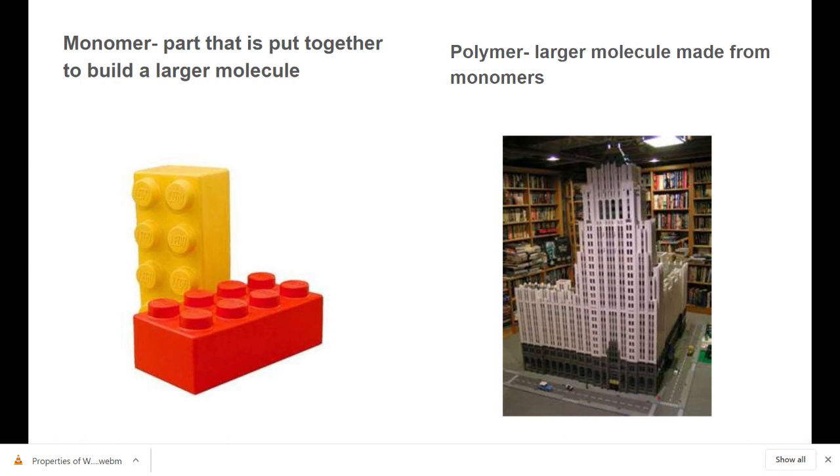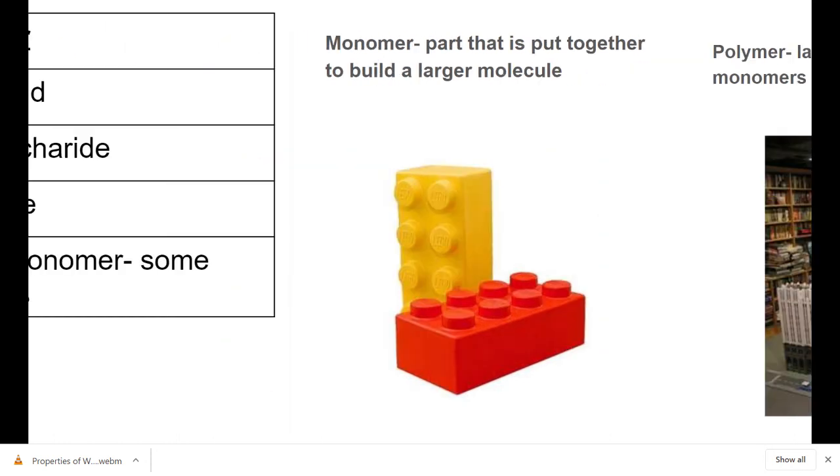So here you go, a simple example. A monomer on the left, think of a Lego. I love playing Legos with my kids. When I put a couple of these Legos together, I start to build a larger thing, right? Well, the monomer is the individual Lego, and the polymer would be this huge thing I built, but it's still made of the monomers down here on the right.